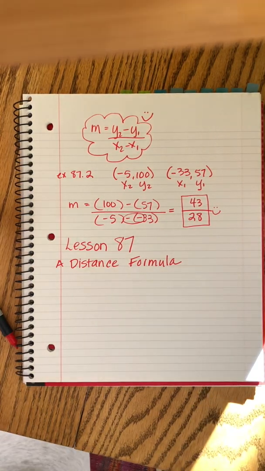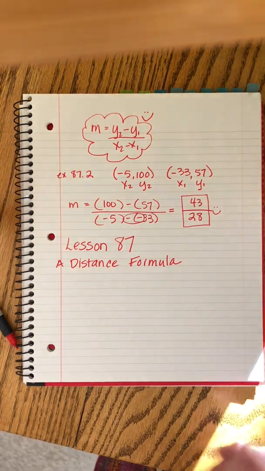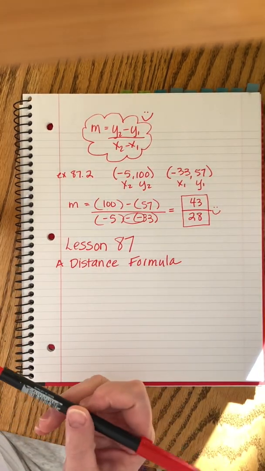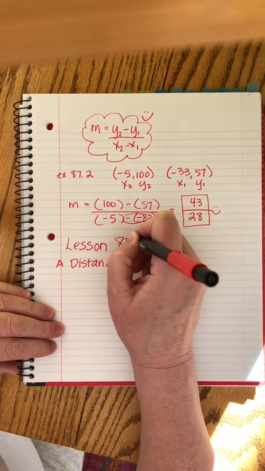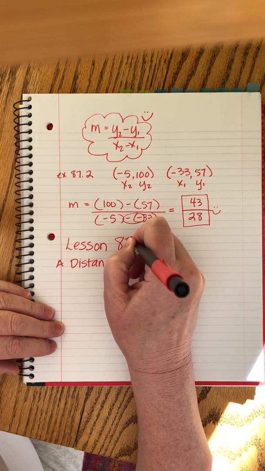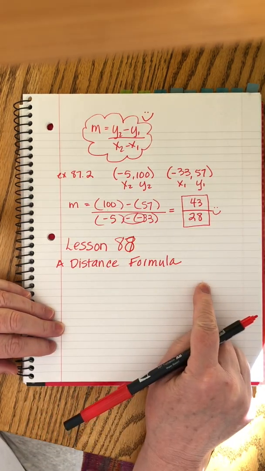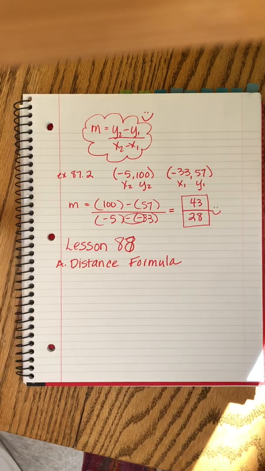Saxon Algebra 2. Lesson, this is a lie. It's not 87, it's 88. Two topics. John, how could you?